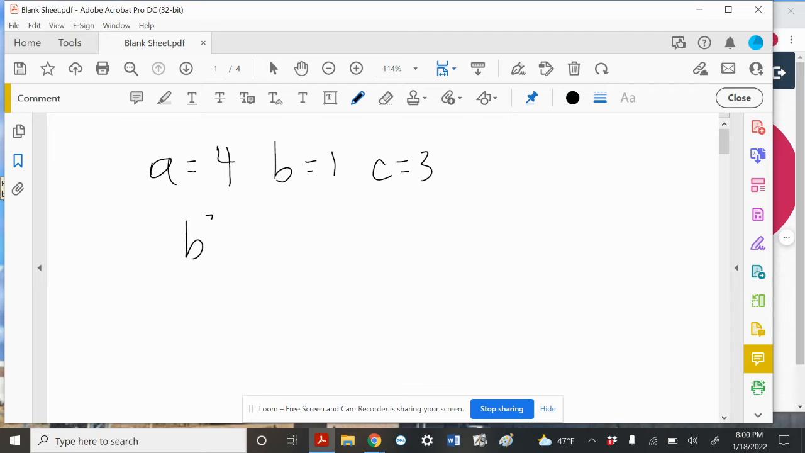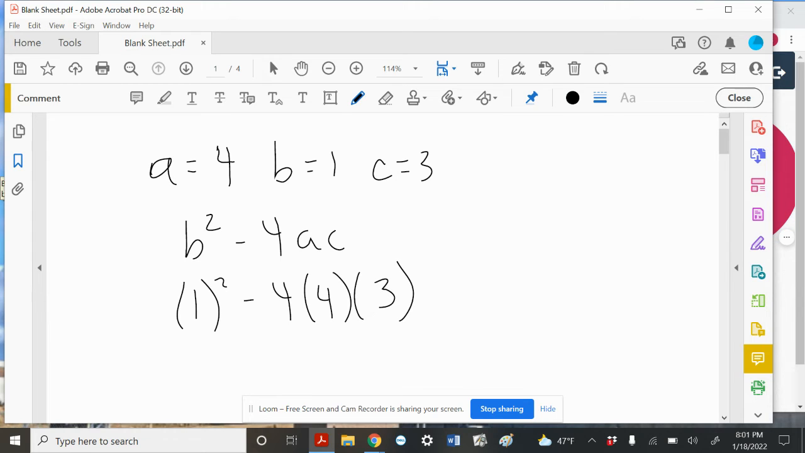Remember, the discriminant is B squared minus 4AC. So that's what you're calculating. So B squared, so that's 1 squared minus 4. Remember, we put parentheses around everything. Times C, which is 3. So that's 1 minus 4 times 4 is 16. 16 times 3 is 48. So the answer is negative 47.